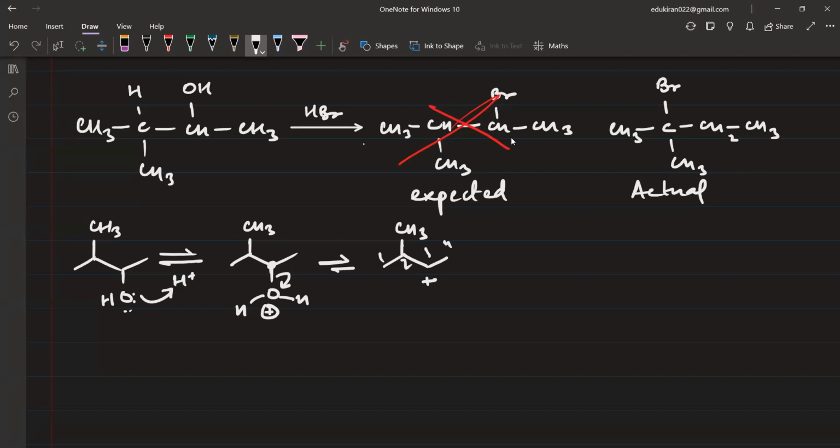From where it will shift to where? Tell me guys. From where to where will it shift? This is 3. This is 4. Tell me. You will shift the hydride from which carbon to which carbon?